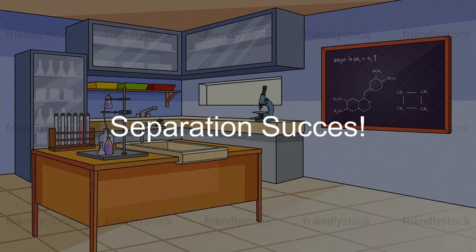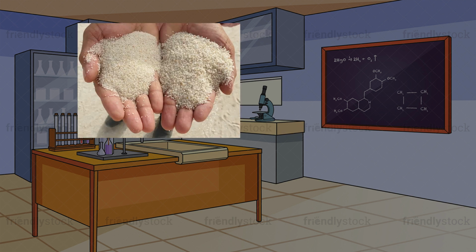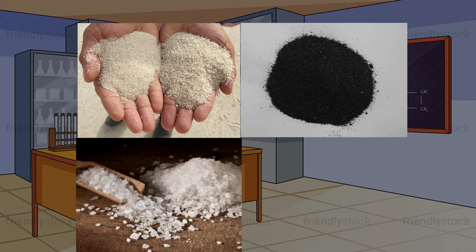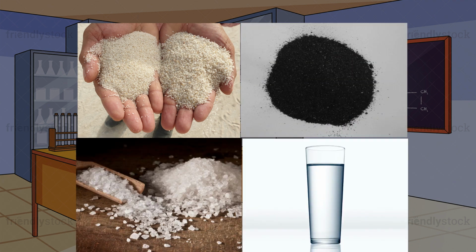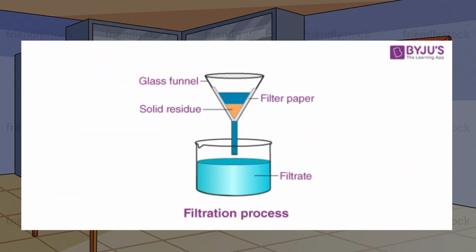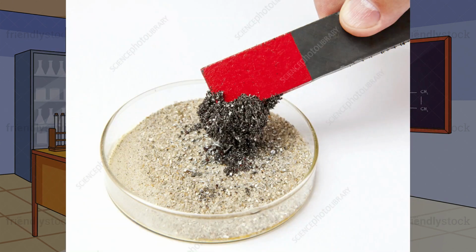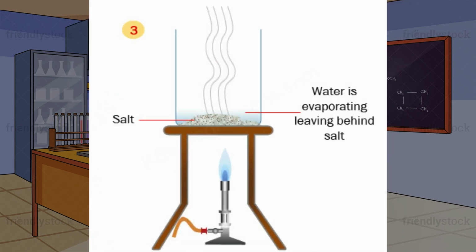And now, we have successfully separated the mixture, which is composed of 4 components, which are the following: the sand, iron filings, the salt, and the water. And we have separated them individually using the following techniques. The first is the filtration process, followed by the magnetic attraction, and lastly, the evaporation.